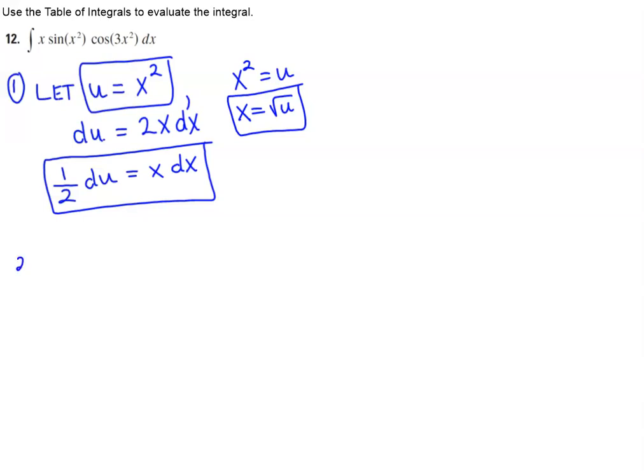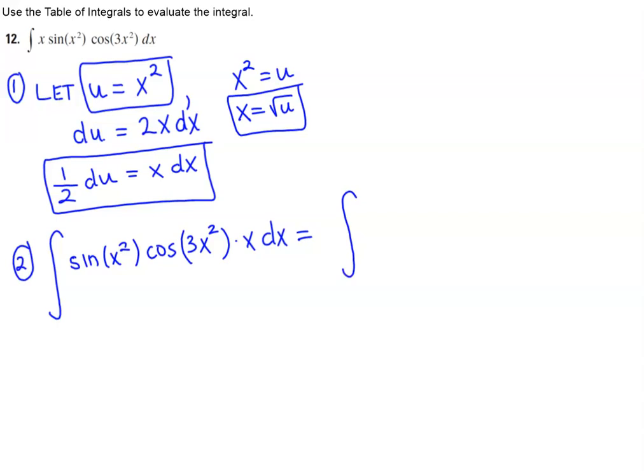So let's just go ahead and then solve here. So we know that we have x, or the sine of x squared, times the cosine of 3x squared dx. So, and we also have the x dx. So times x dx.